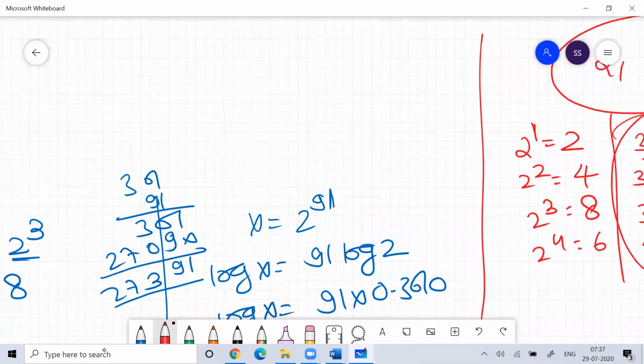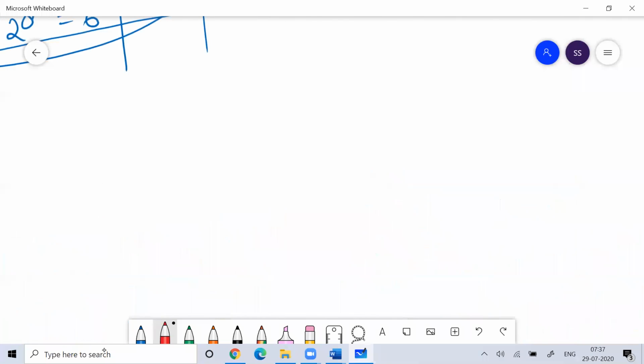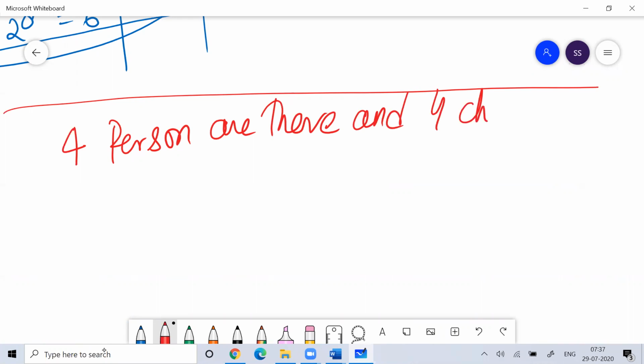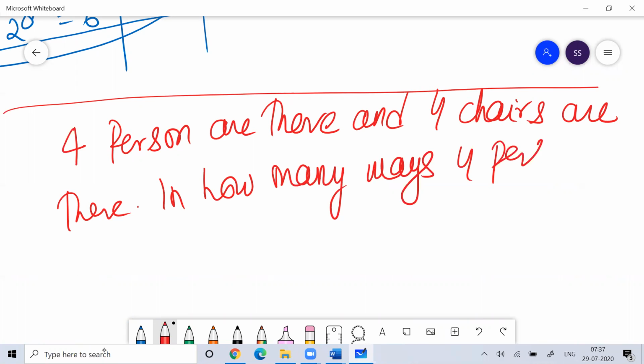So now you understood the concept of factorial. Let's try to apply the concept of factorial. If I ask you, 4 persons are there and 4 chairs are there. In how many ways can the 4 persons sit on the 4 chairs?